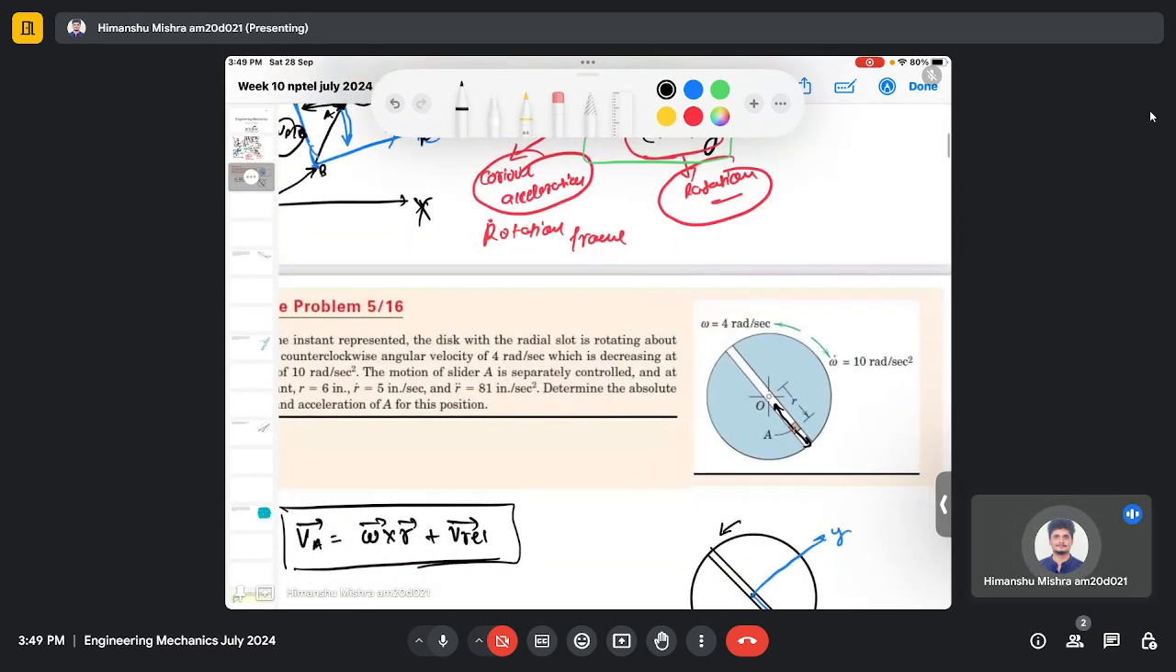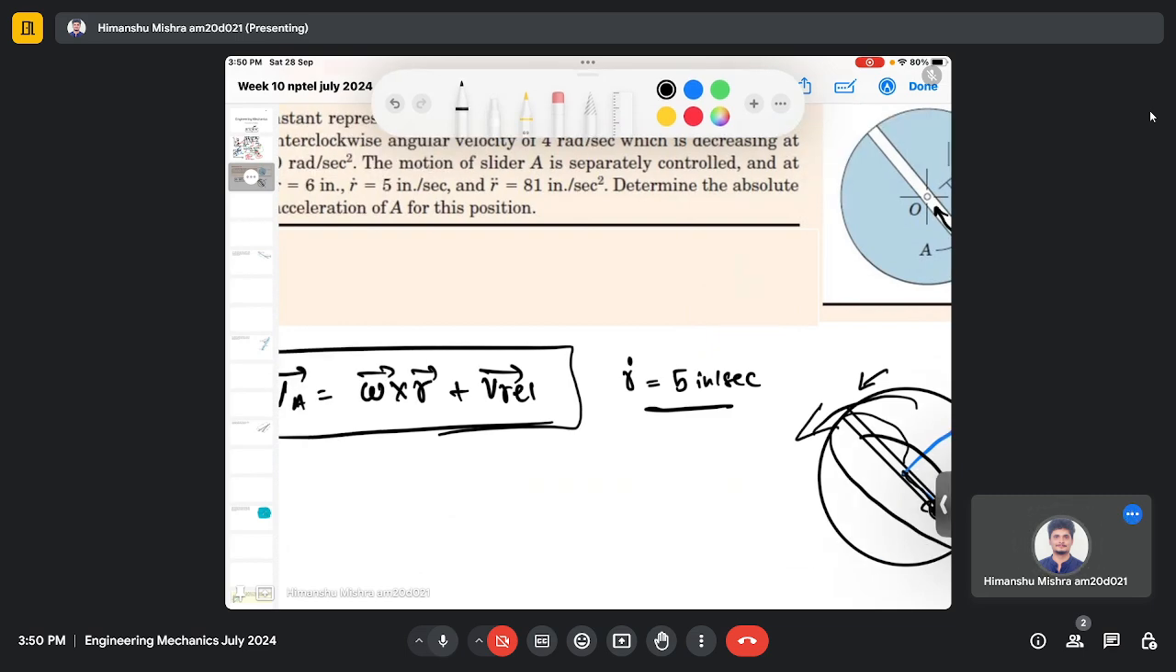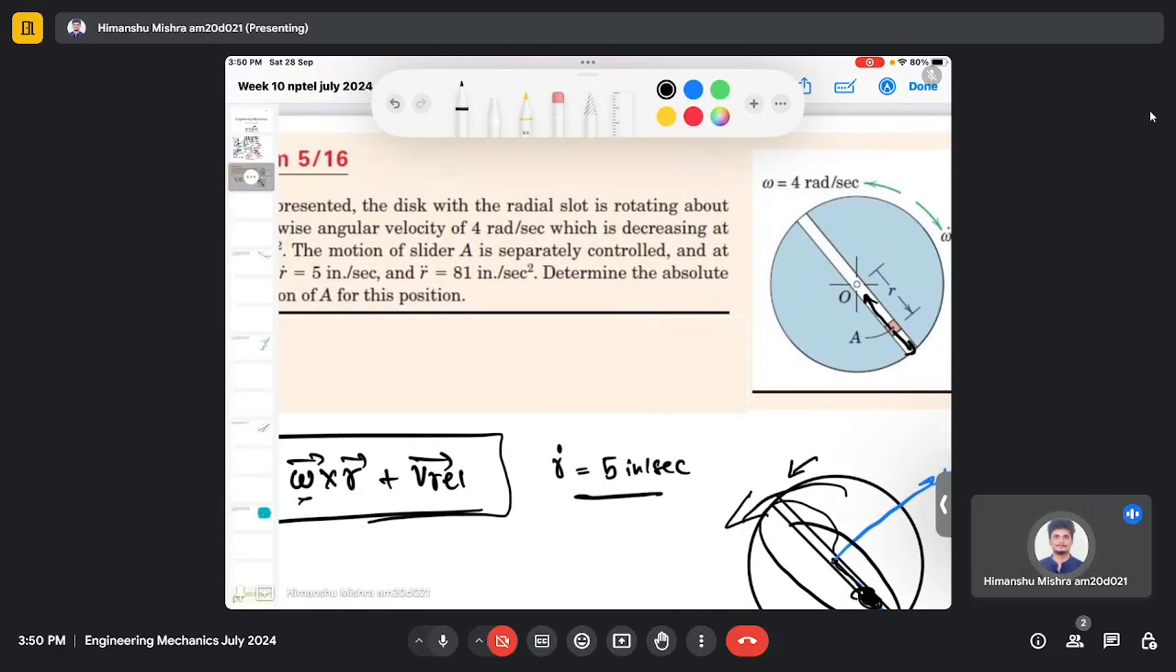So if my block is moving with r dot, which is 5 inch per second, this velocity is actually the relative velocity, because this block is moving in the rotating disk. So this block is moving in a straight line, and this whole straight line is actually rotating with some angular velocity along with the disk. It is rotating with some angular velocity omega, which is the angular velocity of the disk. So this is my relative velocity of the block, and omega we have been given, which is 4 rad per second. And now we need to determine the position vector r.